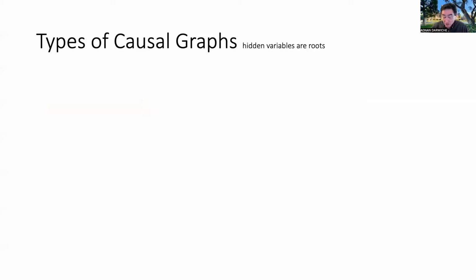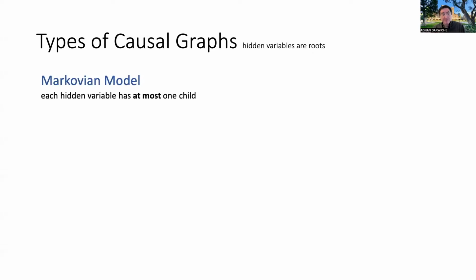One more topic before we talk about identifiability criteria. Sometimes you can make blanket statements about identifiability, depending on the type of the causal graph you have. And I want to show you one particular type of causal graphs for which we know that we can always identify causal effect. This is important in the literature, so you need to know that. In this discussion, we're going to assume that hidden variables are always roots. So people talk about Markovian causal structure or Markovian models, and they're very simple. They say each hidden variable has at most one child.